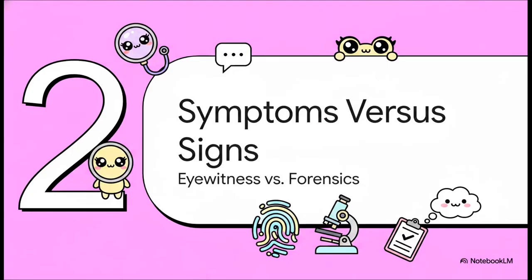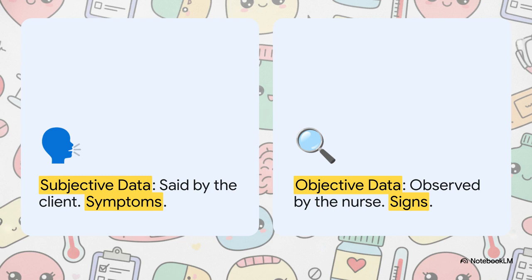Moving to Section 2, Symptoms versus Signs, Eyewitness versus Forensics. So, when we start gathering this data during the assessment, what kind of clues are we actually hunting for? Well, we can brilliantly categorize our clues into 2 completely different buckets. We've got subjective data, which acts a lot like eyewitness testimony, and then we have objective data, which serves as our hard forensic evidence.